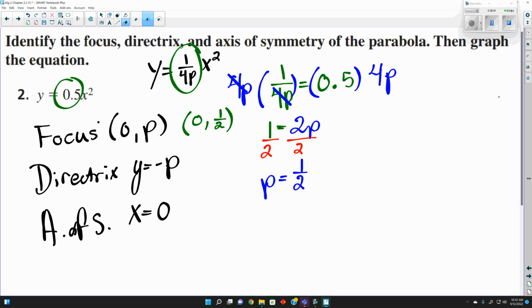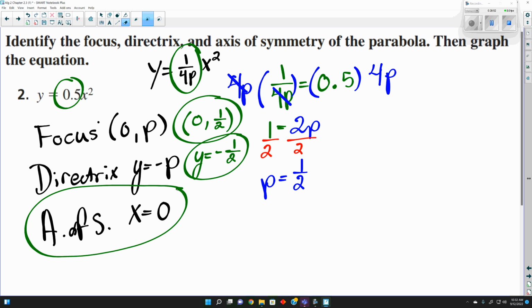Now the last thing we need is the directrix, so y is equal to negative 1/2. And again, this is with the vertex being at the point 0, 0. So with the axis of symmetry, it's always going to be here for these, when the vertex is at the point 0, 0.